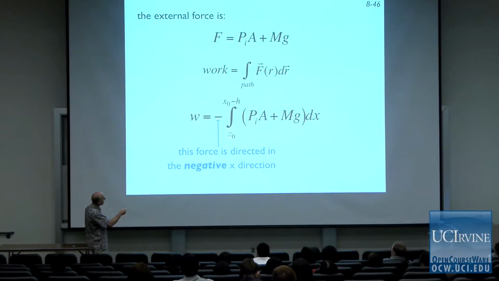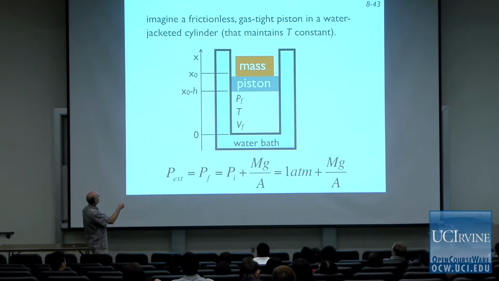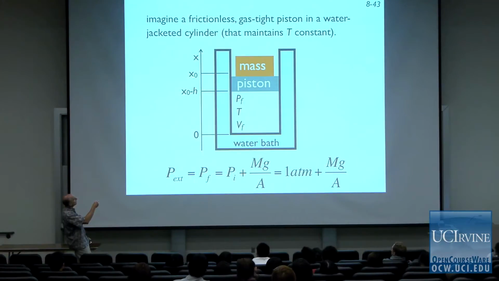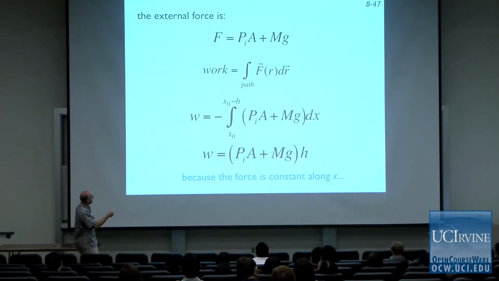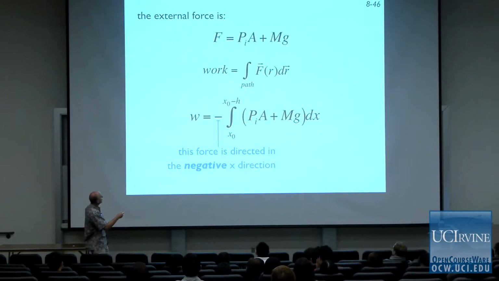Now it's not dr anymore, it's dx, because x is the direction that the piston's moving in. And we're going from x0, right? And when we put the mass on there, the piston goes down to x0 minus h. Those are the limits of the integration. Okay, so when I evaluate that integral, oops, I didn't say, why is that a minus sign? It's a minus sign because this force is directed in the negative x direction. It's directed down. The positive x direction is up, so the force is negative.